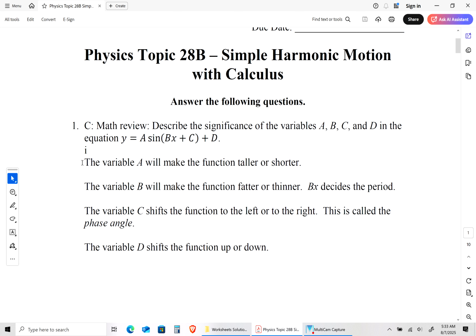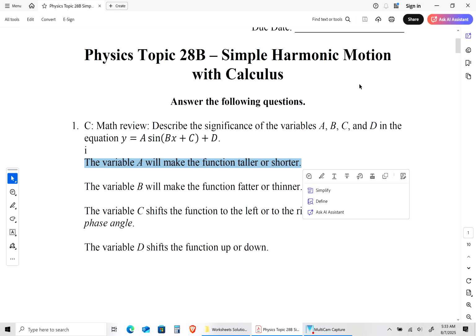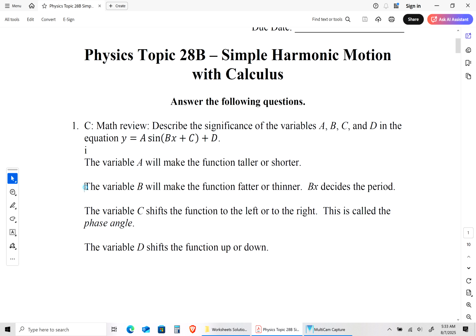The variable a will make the function taller or shorter. The variable b will make the function fatter or thinner. So bx decides the period. Set bx equal to 360 degrees or bx equal to 2 pi to determine the period.